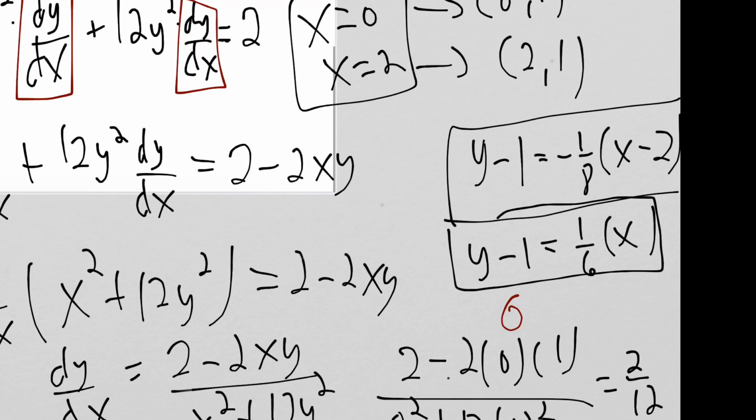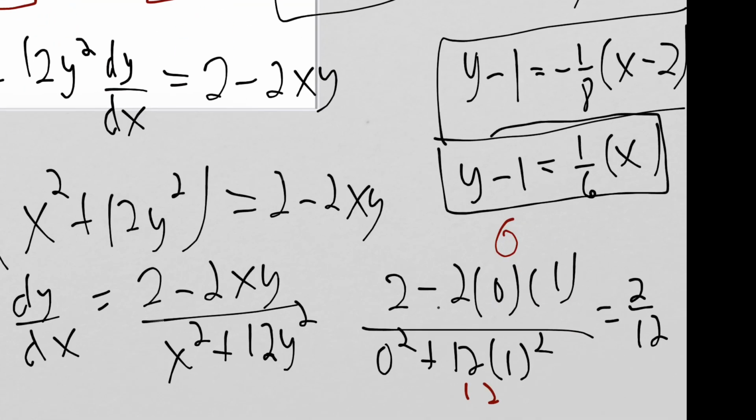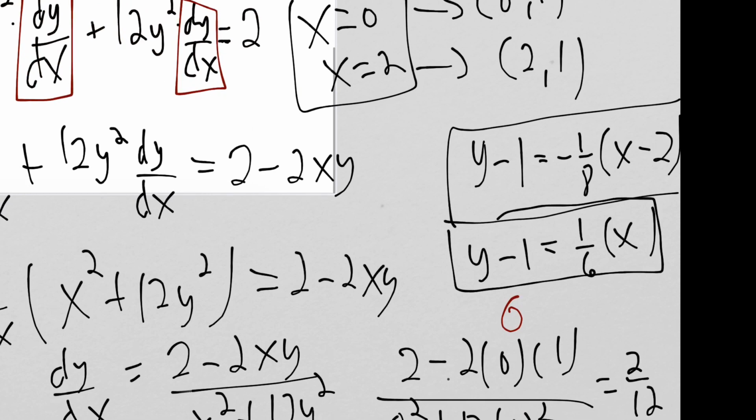So if you're given only the y value, you have to plug in the y value to determine the x value. And then once you have x and y, you plug x and y into your dy dx that you determined to figure out your m value. All right, and that is it.